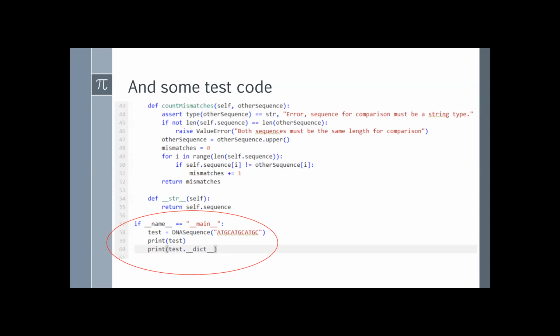Self is actually a type, and the type for self in this case is DNA sequence. It's the class. Okay, the type is actually the name of the class. All right, I think I understand now.